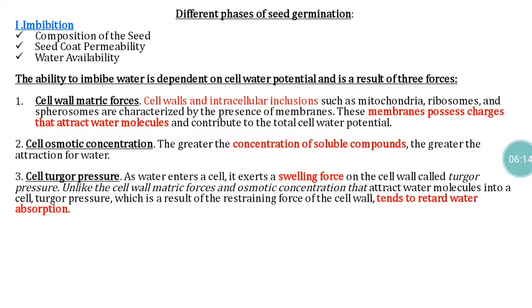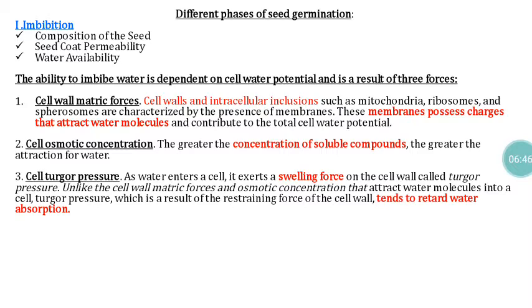Imbibition means that through this process, water enters into the seed system, which ultimately increases the moisture content of the seeds. The entry of water into the seed system is mainly governed by three major components: the biochemical constituents of the seeds, seed coat permeability, and water availability and quality. So these are the three major components.